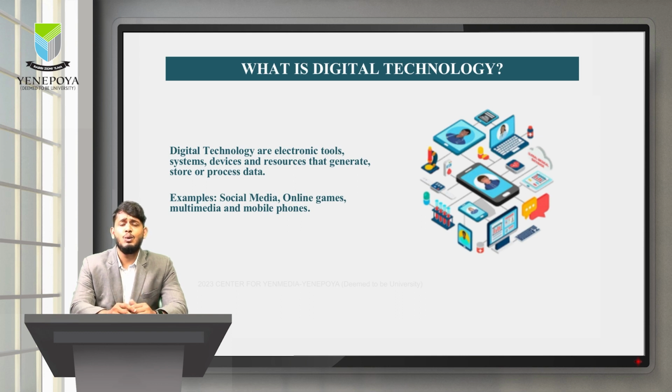In simple words, we can say that digital technology is an advanced technology which enables individuals to quickly access, interact, communicate and transact data at any corner of the world. Here are some of the best examples of digital technology. They are social media, online games, multimedia and mobile phones.